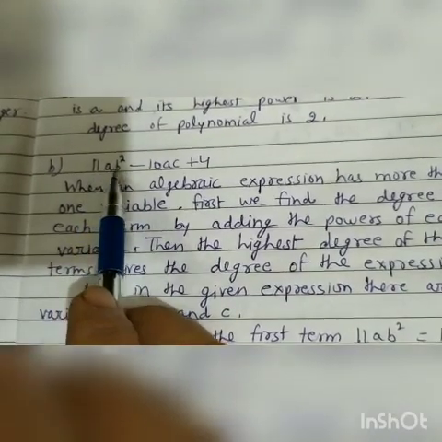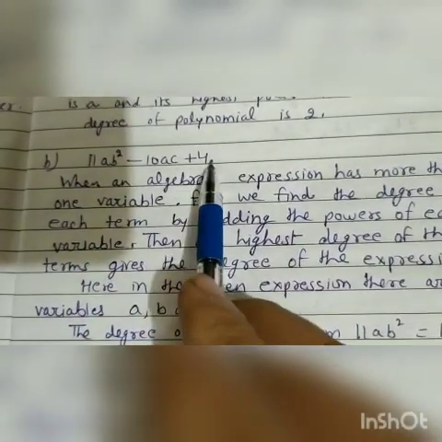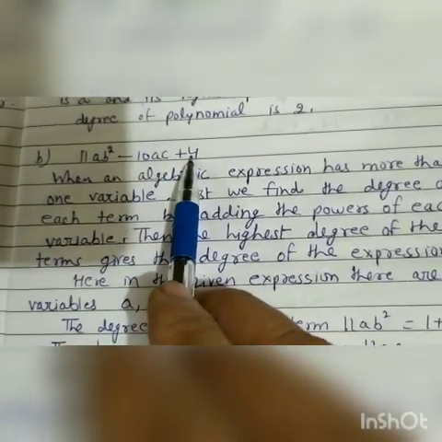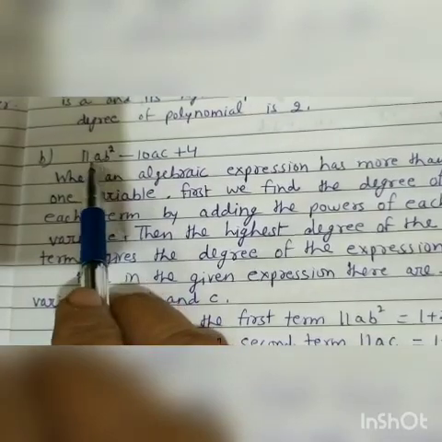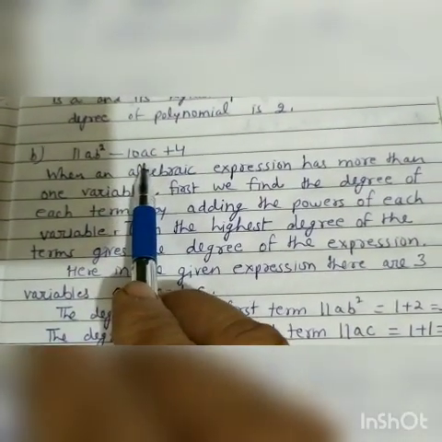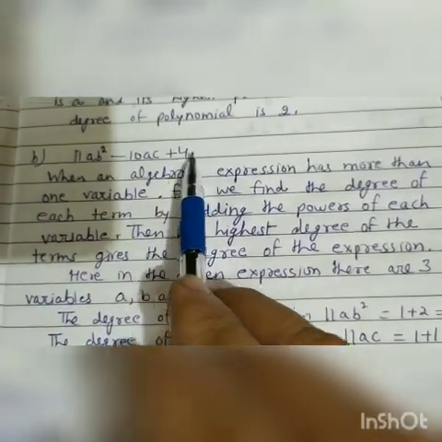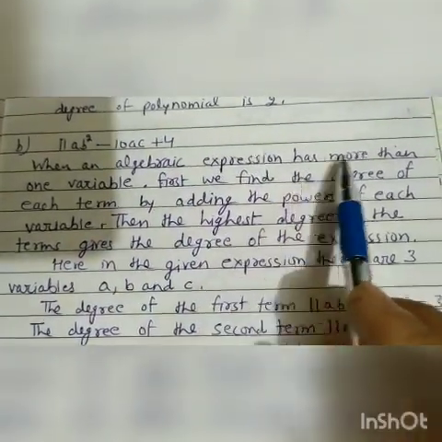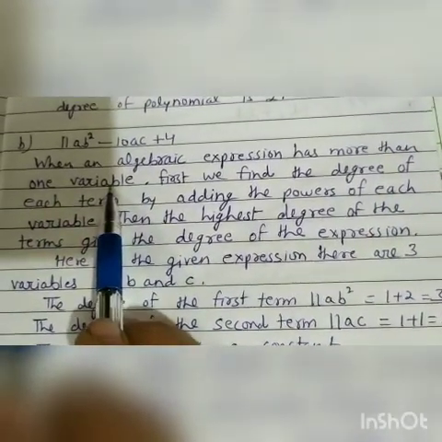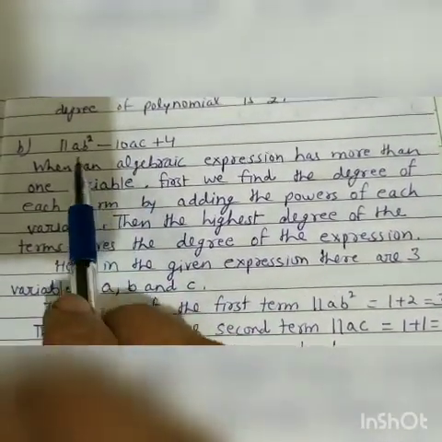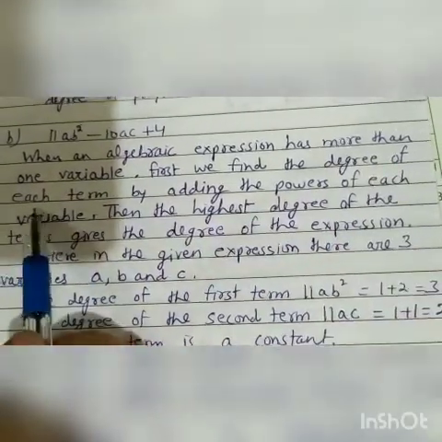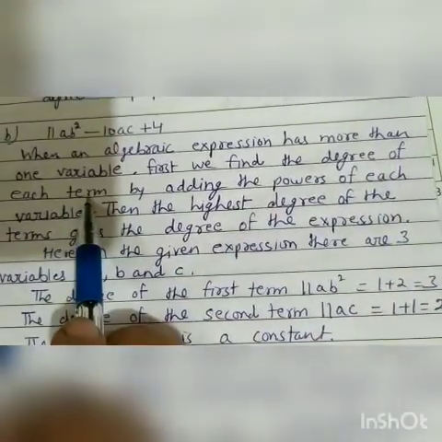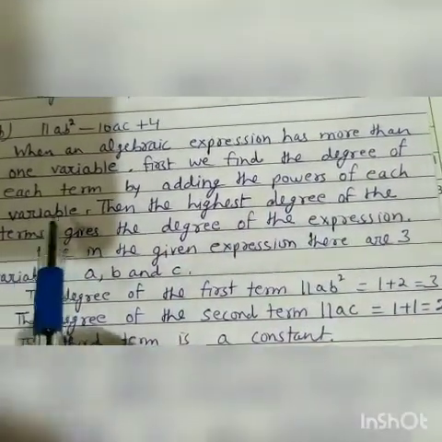Second part is 11ab square minus 10ac plus 4. In this polynomial there are three terms, first term, second term and third term. In the first term there are two variables a and b. In the second term there are also two variables a and c, but in the third term there is no variable, so it is a constant. When an algebraic expression has more than one variable, how many variables are there? Three variables. First we find the degree of each term by adding the powers of each variable.